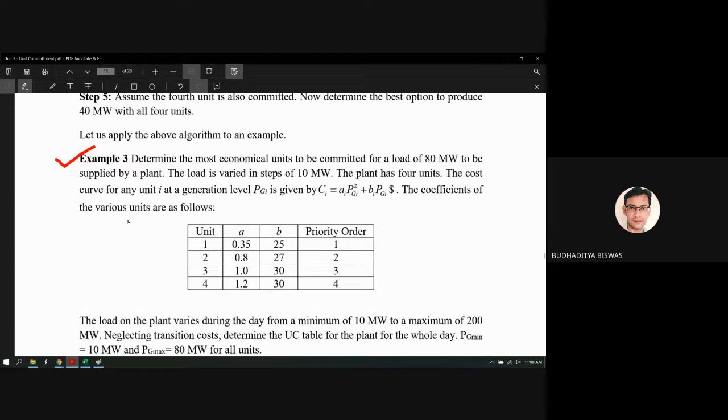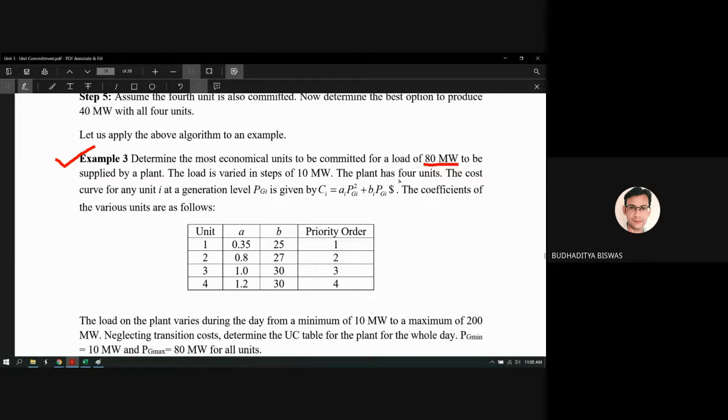So see these things very carefully, because this is a very critical example. But if you understand this example, you can do any type of unit commitment problem. So determine the most economical units to be committed for a load of 80 megawatt to be supplied by a plant. The load is varying in steps of 10 megawatt.